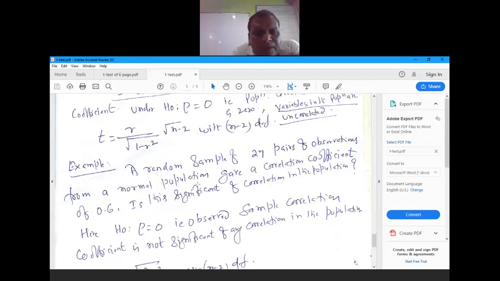Then you may write example. A random sample of 27 pairs of observations from a normal population gave a correlation coefficient of 0.6.